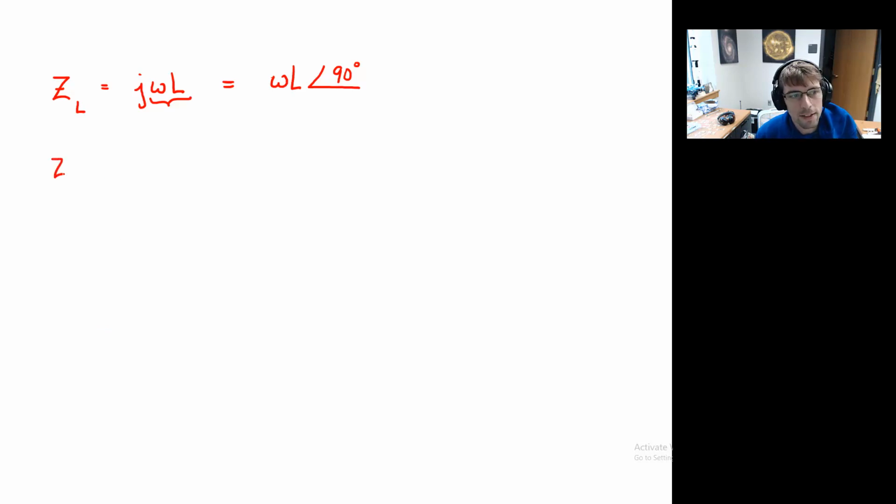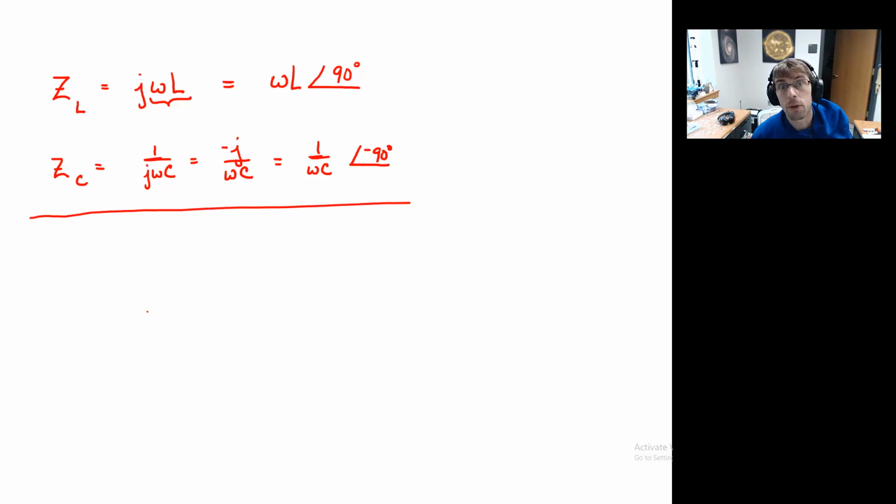How about ZC, the impedance of C? You remember that's 1 over j omega C, which can be rewritten as negative j over omega C. And so what's that going to be equal to? You got it: 1 over omega C at negative 90 degrees. So if you have something like a division process, these phasors could make it very easy.